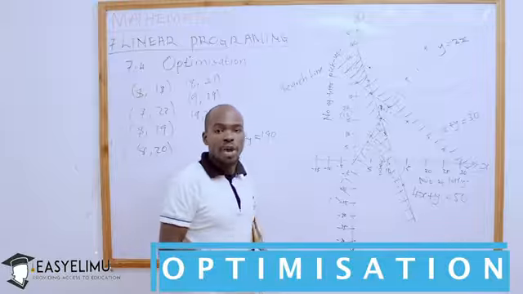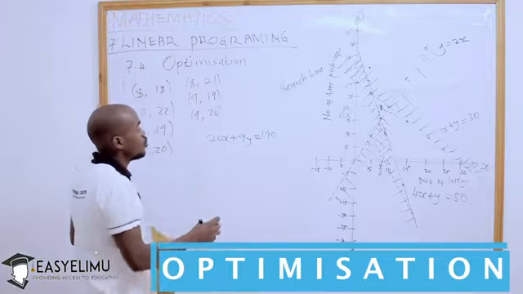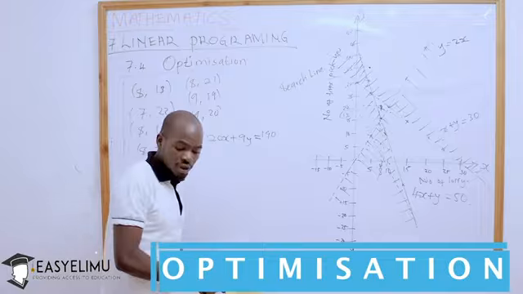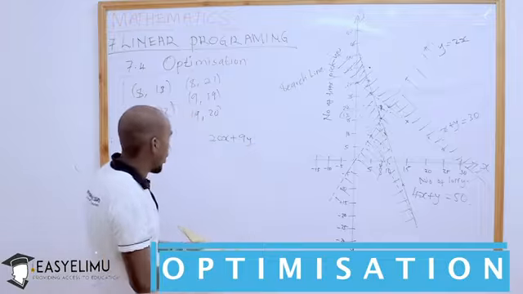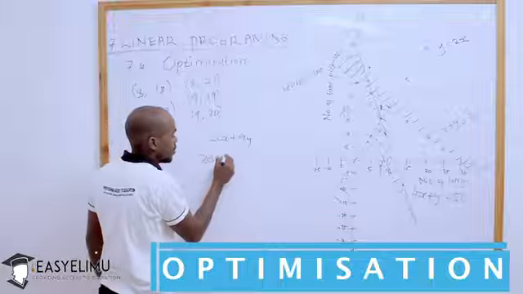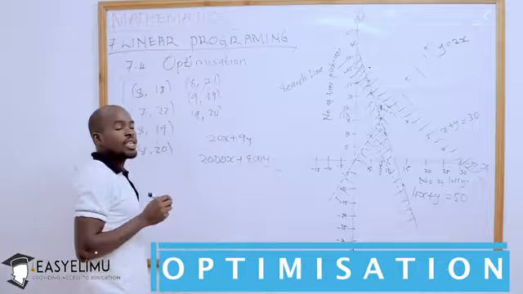If you draw a graph, that is how you do it. And if you find a point, you replace it in that direction, whereby you now remove the search line and use the initial equation, which was 2000x + 900y. So this was the objective function.